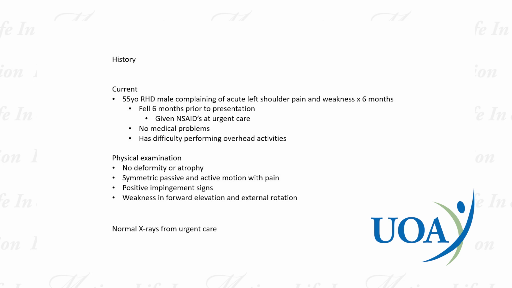The biggest difference, though, now is that he has weakness in forward elevation and weakness in external rotation. And as you guys know, these are important maneuvers for the rotator cuff. So I did look at the x-rays that he had from the urgent care, and they got appropriate x-rays, and they were negative. I didn't see any fractures or dislocations. So what are you guys thinking at this point?